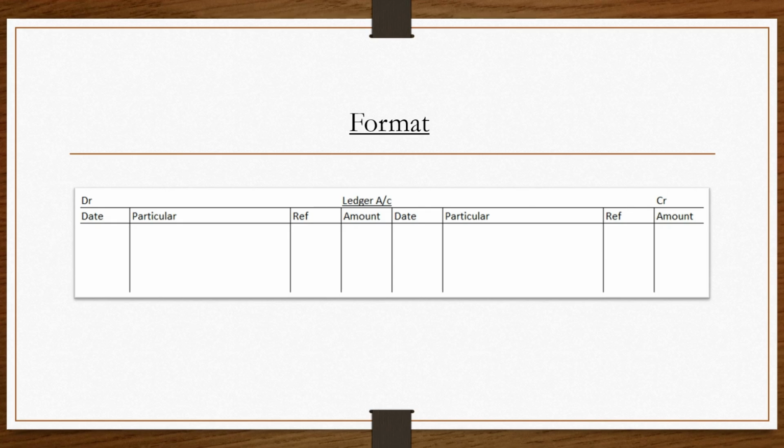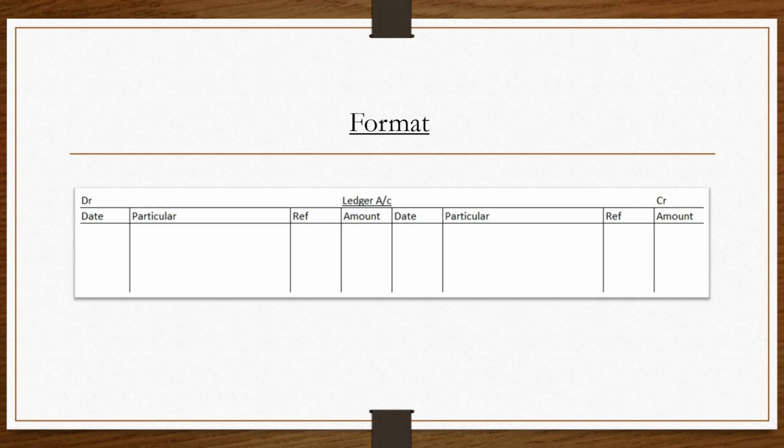That's why you have to give the date columns. In the particulars column, you'll have to mention the account against which the particular ledger is being debited or credited. And then you have the reference column where you have to give the reference to the journals. Finally, the amount columns. You have two amount columns, because the first one is for debit and the second one is for credit.